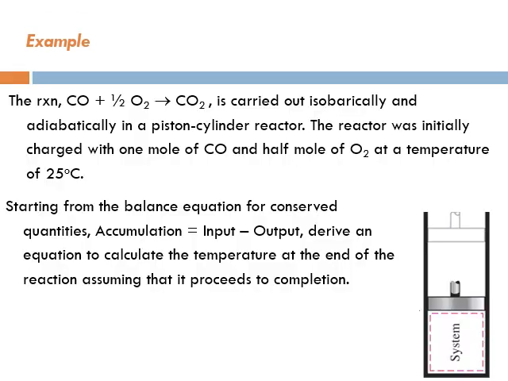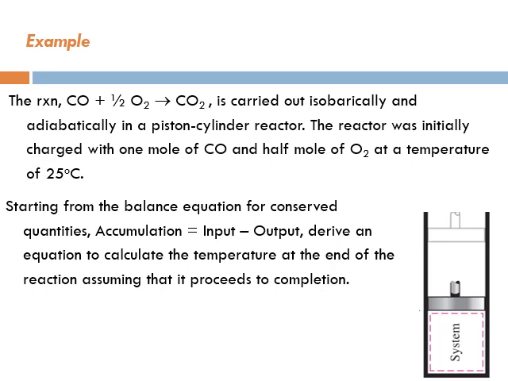Okay, let's take another example. The same reaction, CO plus half O2 gives you CO2. It's carried out isobarically and adiabatically in a piston cylinder reactor. So now I'm maintaining the pressure constant through using the piston cylinder reactor, and not allowing for any heat exchange. Because the reaction is exothermic, as you know, the temperature will increase. The reactor was initially charged with 1 mole of CO and half mole of O2 at a temperature of 25 degrees C.